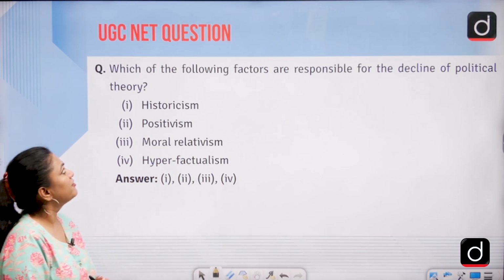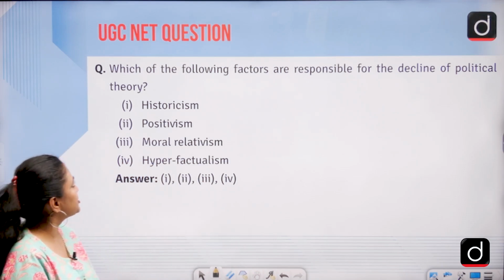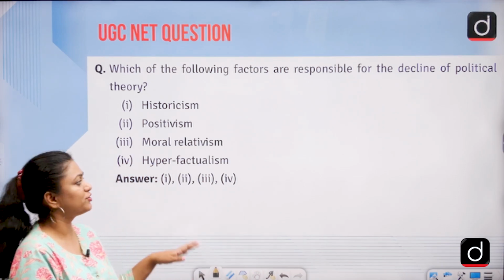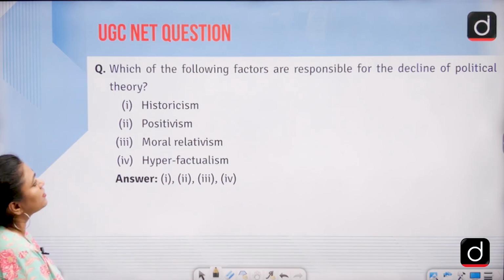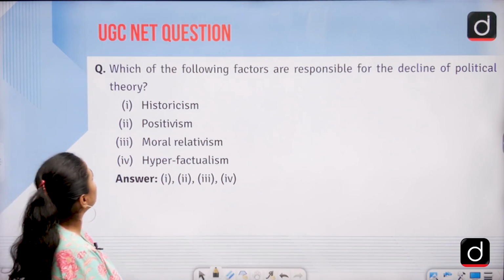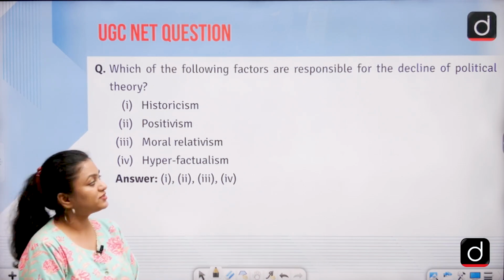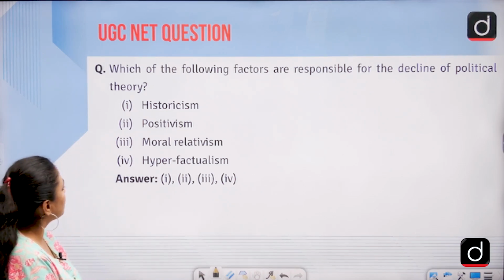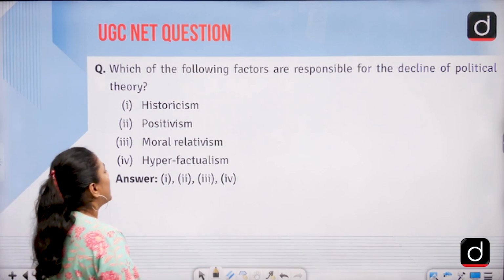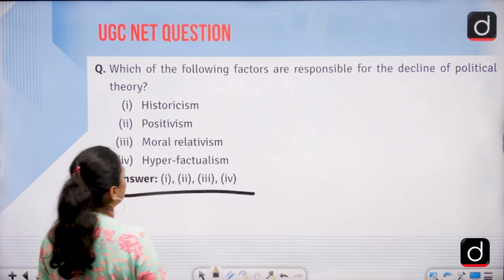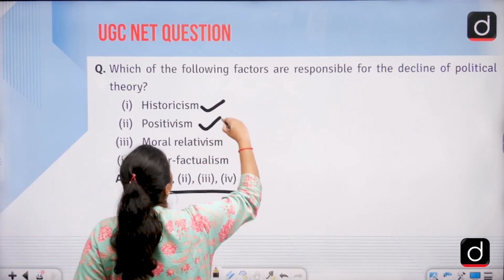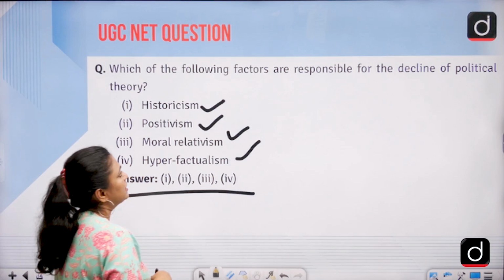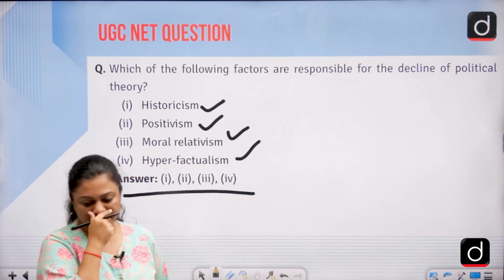Now we will take up one UGC NET question related to unit number 1. The question is: which of the following factors are responsible for the decline of political theory? Historicism, positivism, moral relativism, hyperfactualism. Actually, all four of these factors are responsible for the decline of political theory.